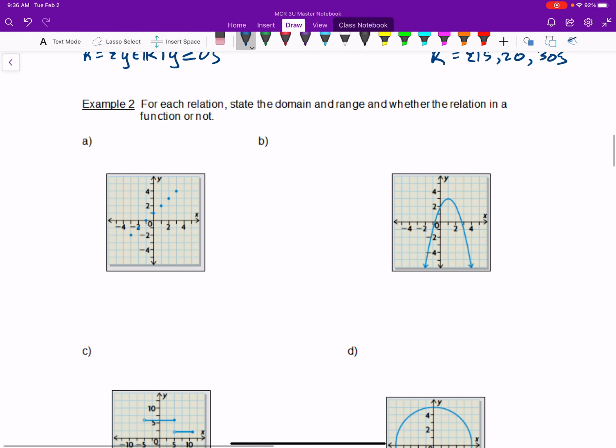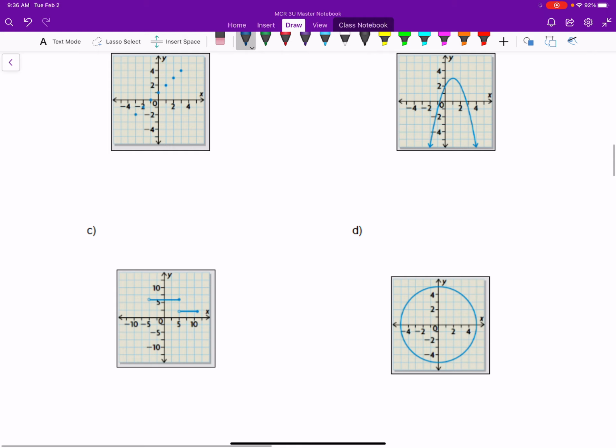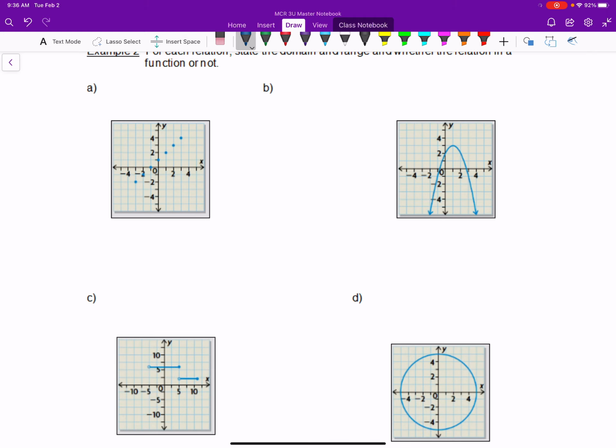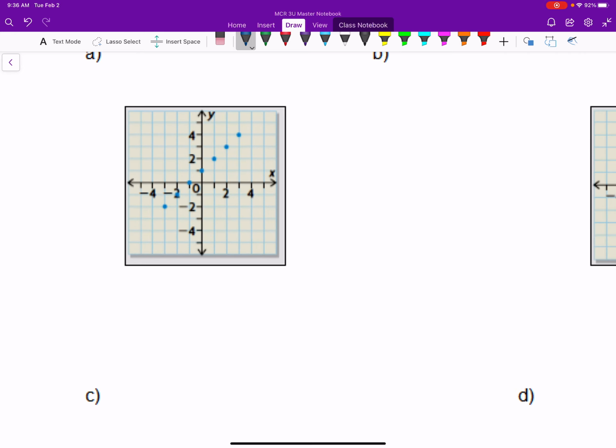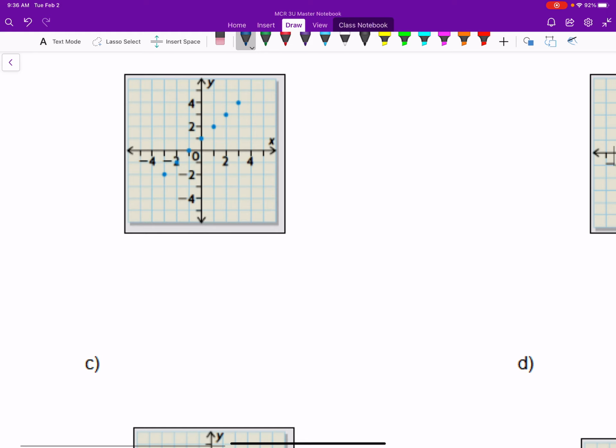For each relation, state the domain and range and whether the relation is a function or not. Okay, so again, graphs, often the easiest way to do it, so that makes it easy, and we're going to add in the part about just double checking whether we can recognize functions. So for this one, the domain, what x values are allowed? We can see it starts at -3 and it goes up by 1 until it gets to +3. Notice how it's not a solid line though, it's just the points. So there's no -2.5 in there.